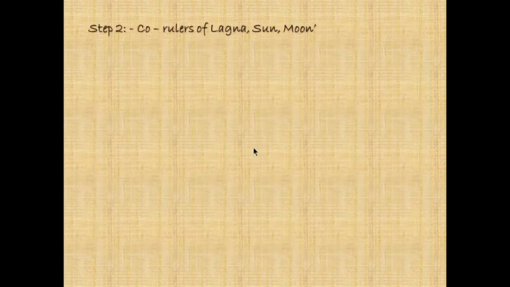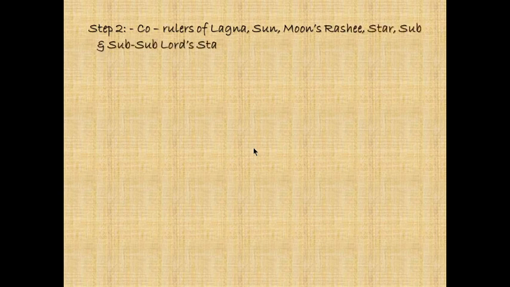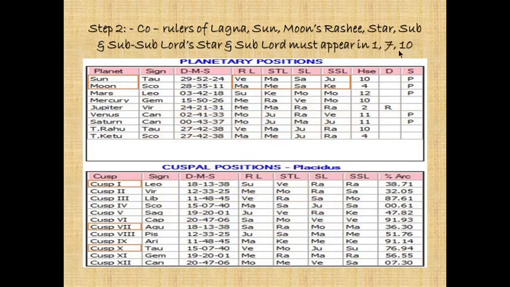Now moving to the second step of birth time rectification: co-rulers of Lagna, Sun, Moon's Rashi, Star, Sub and Sub Lord, Star and Sub Lord must appear in 1, 7 and 10. Why 1, 7 and 10? Because the cusp of ninth is the cusp connected to father, and when a person becomes a father, stimulation to cusps 2, 5 and 11 happens. 2 because 2 is connected to expansion of family, 5th is connected to first child, and 11th is connected to fulfillment of desire and fulfillment of gains. So 2, 5 and 11 from ninth is 1, 7 and 10. So we'll study if Sun, Moon and cusp 1's 4 planets stimulate these cusps or not.